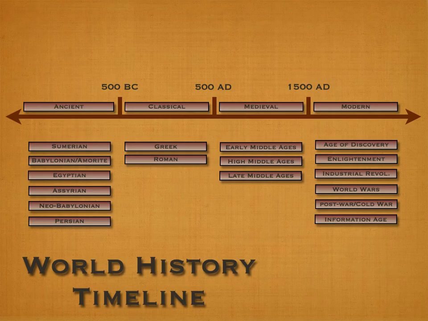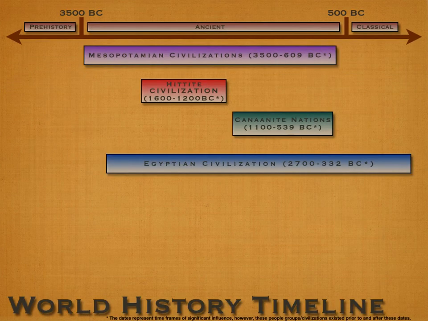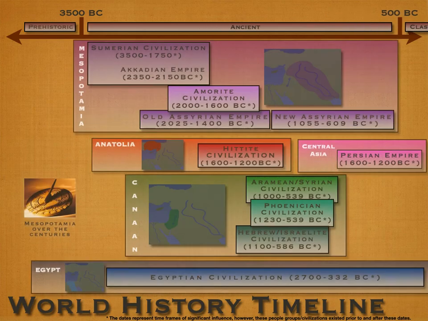But here's the ancient. Remember all these guys, the Sumerians and the Babylonians, the Egyptians, Assyrians, Neo-Babylonians, Persians. See if this brings to memory some stuff here. Let's see if this looks familiar. Does this look familiar? Hittites. Yeah, there we go. There's the Mesopotamians, the Hittites, the Persians, the Canaanites. There's the Syrians, Phoenicians, Hebrews, and of course the Egyptians.